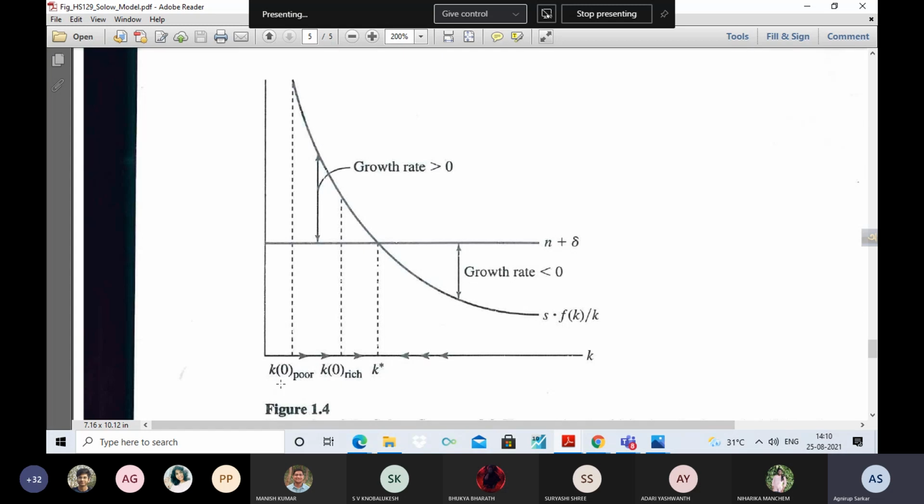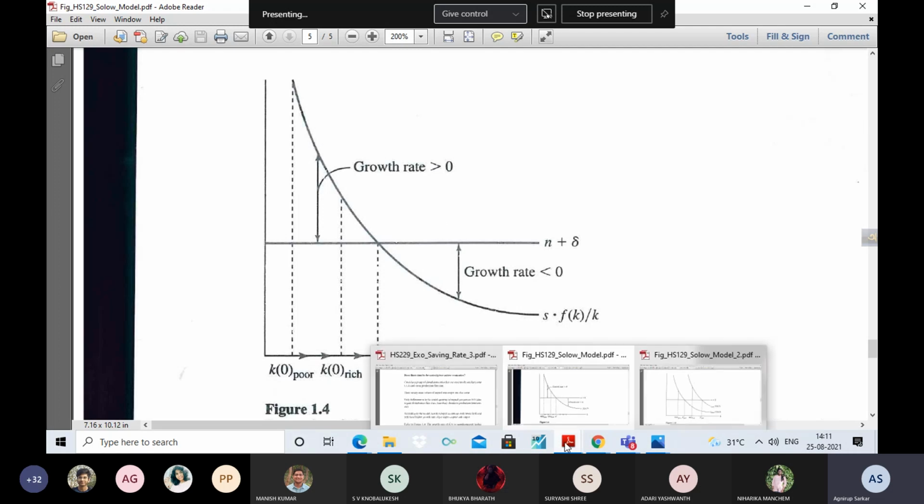So this result basically implies a form of convergence, meaning that regions or countries with lower starting values of capital labor ratio have higher per capita growth rates, which is k dot by k, and thereby tend to catch up or converge to those with higher capital to labor ratios. So this is the idea of convergence. What is the idea of convergence?